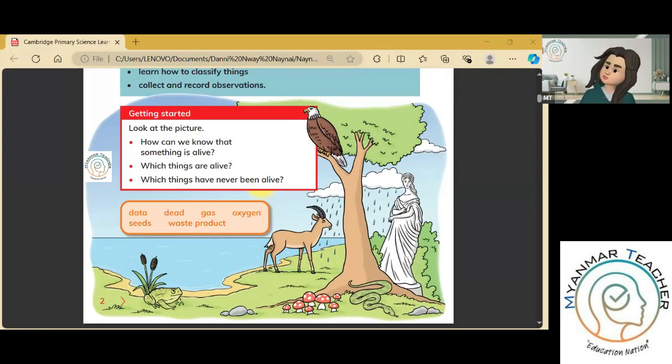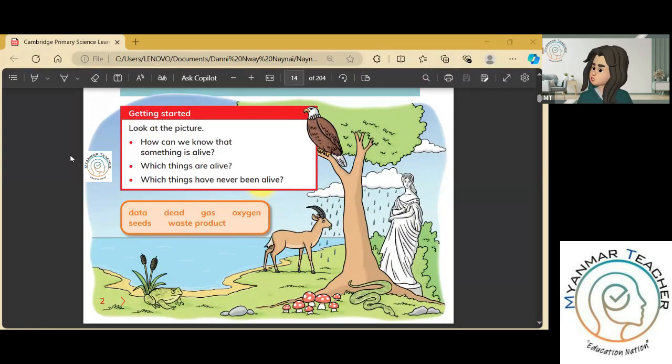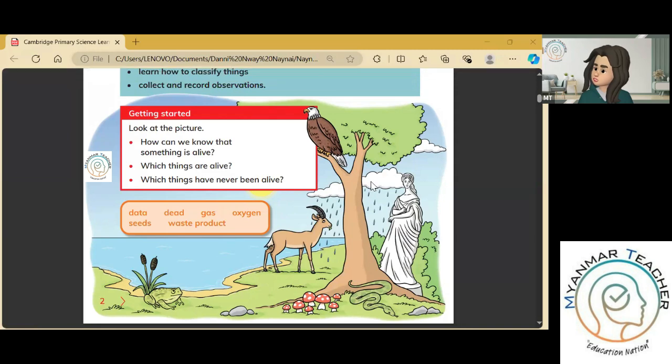Getting started. Look at the picture. How can we know that something is alive? Which things are alive? Which things have never been alive? And here are some keywords, I think. Data, dead, gas, oxygen, seeds, waste product. So we're going to look in the picture. Let's see in the picture.